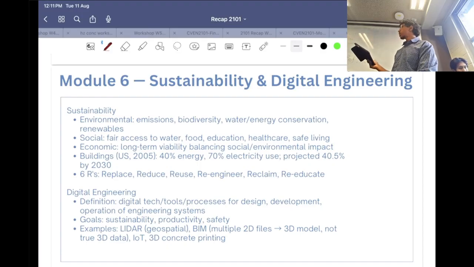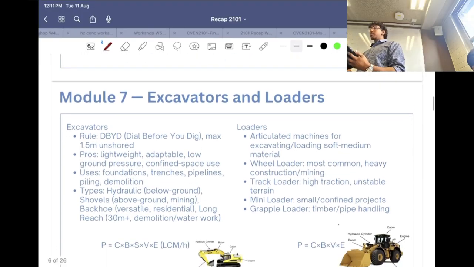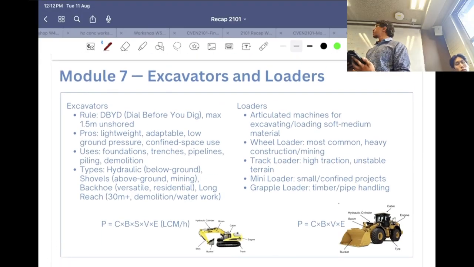So for digital engineering, the reason we want to make it more digital is it's more sustainable. I mean, just keeping everything online makes it easier rather than passing around papers and stuff like that. And then we have some examples such as LiDAR, BIM, and IoT, as well as 3D concrete printing. So, yeah. Now moving on to arguably the more fun part about this topic, so all the transports.